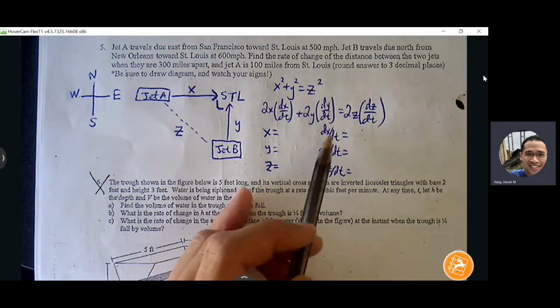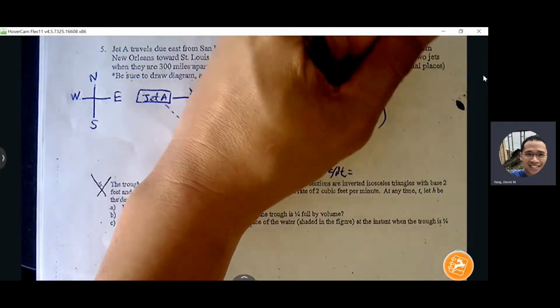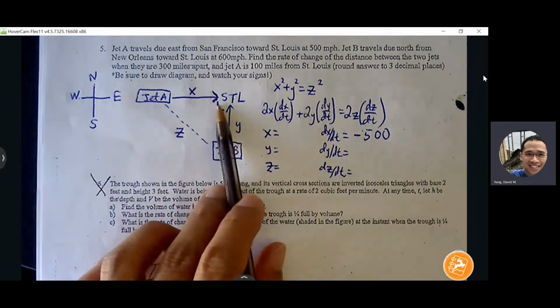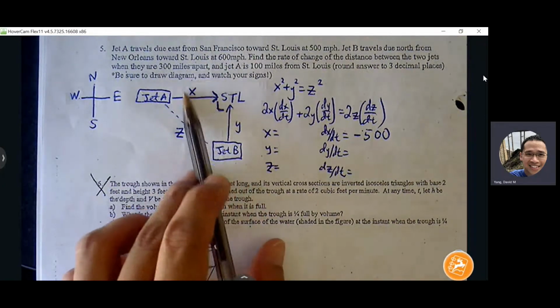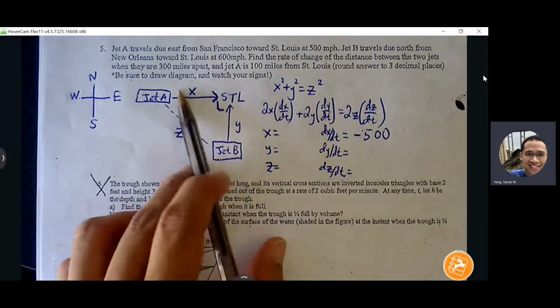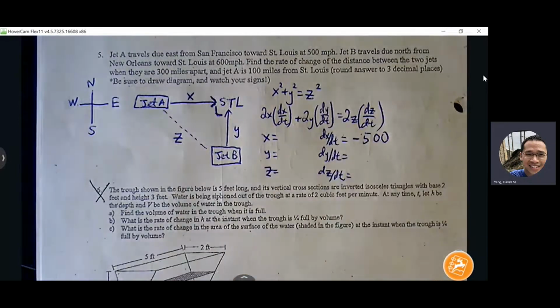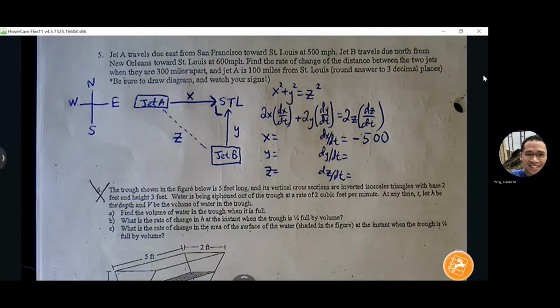It's dx over dt. Good, negative 500. So let me talk about what that means. Jet A and jet B, the distance between them is decreasing at a rate of 500 miles per hour. Each hour that passes, the distance between them is going to grow shorter by 500 miles.